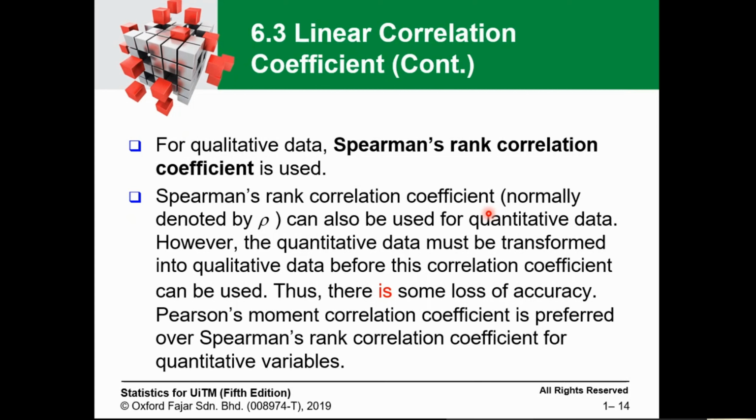So the better way is we use the Pearson for quantitative data, and we use the Spearman for qualitative data. So there is some loss of information. The Pearson product moment correlation coefficient is preferred over Spearman rank correlation for quantitative data. So we have to keep in mind, when we have quantitative data, we have to use Pearson. When we have qualitative data, we have to use Spearman's. Okay, so now you'll ask me what is the difference between this one and this one. Actually, each one of them has its own equation to calculate the correlation.